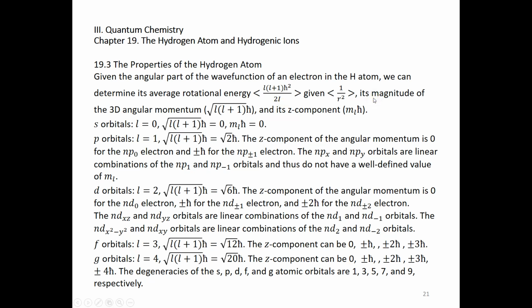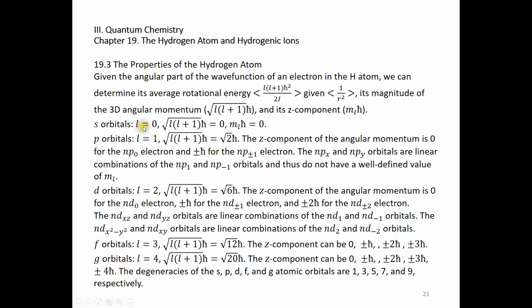We can determine the exact angular momentum in the 3-dimensional space. It's the square root of L times L plus 1 and then times h bar, and also its z component, which is just m sub L h bar. So how do we know this? Well, again, we can just apply the corresponding operators to the wave function to get those.